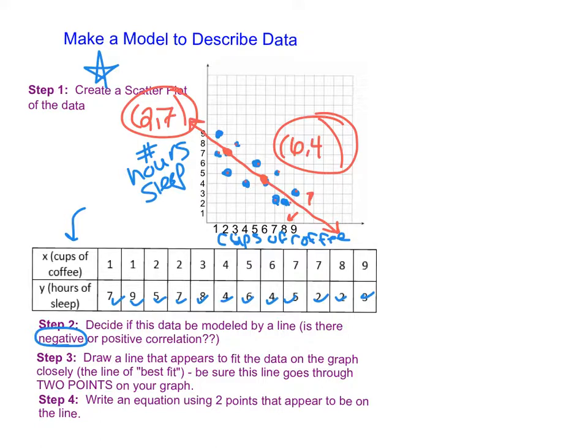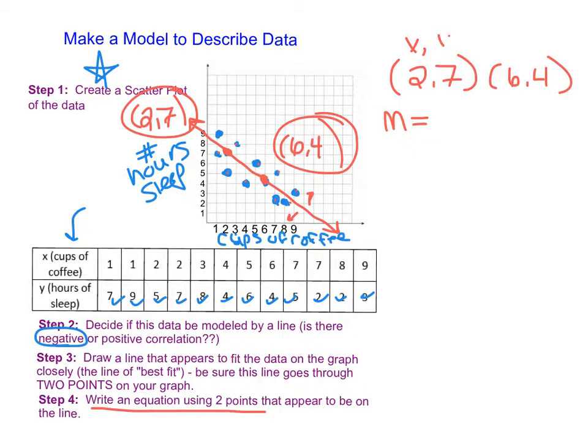Now what I'm going to do in step 4 is write an equation using the 2 points that are on the line. So here I'm actually going to write an equation for my line of best fit. I'm going to utilize the points (2, 7) and (6, 4). Now I know that to write an equation of a line, I need to have a point and a slope. And here I see I have a point, but I don't have a slope, so I need to find my slope by using my slope equation.